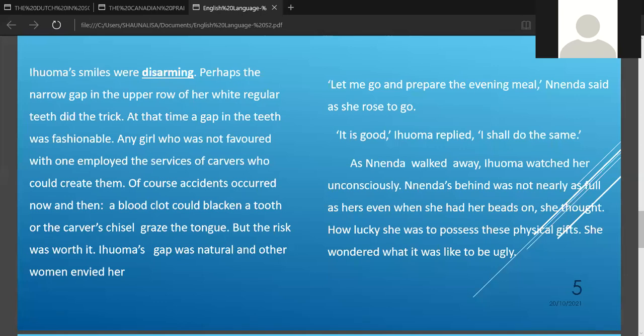Ihuoma's smells were disarming. Perhaps the narrow gap in the upper row of her white regular teeth did the trick. At that time, a gap in the teeth was fashionable. Any girl who was not favored with one employed the services of carvers who could create them.